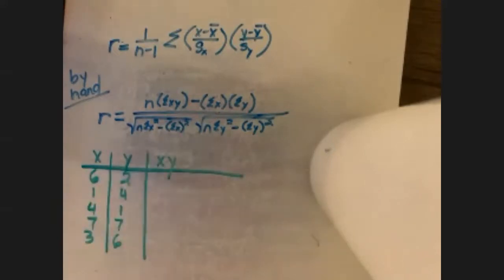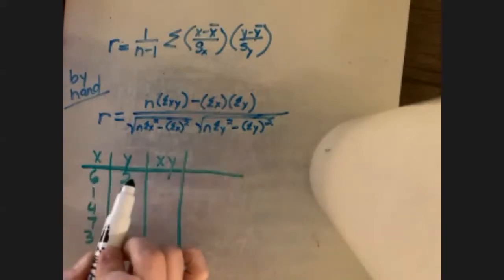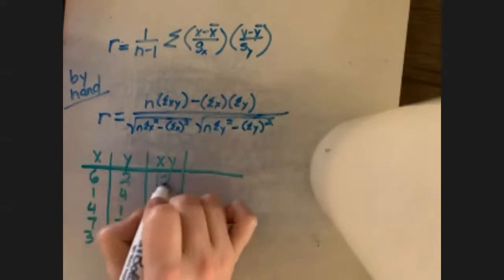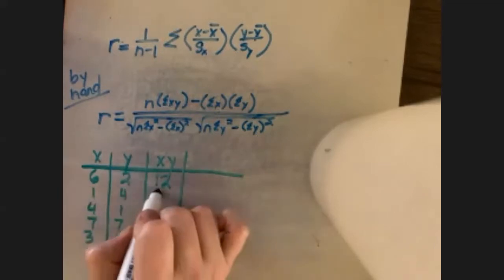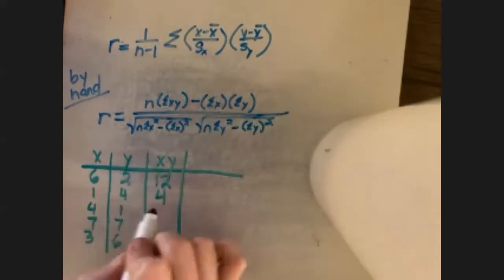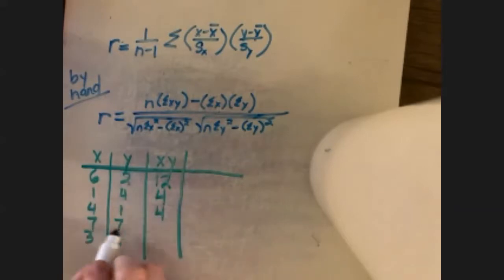Now I'm going to do X times Y. So I'm going to do 6 times 2, that's going to be 12. 1 times 4 is going to be 4. 4 times 1 is 4. 7 times 7 is 49. And 3 times 6 is 18.